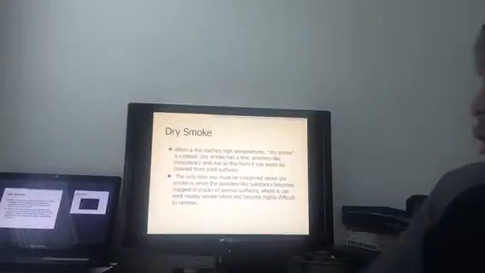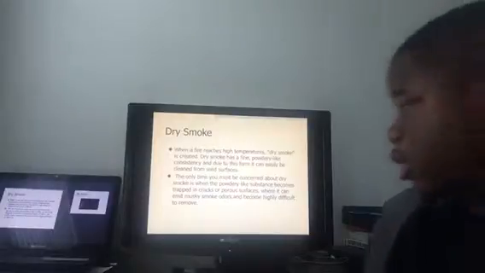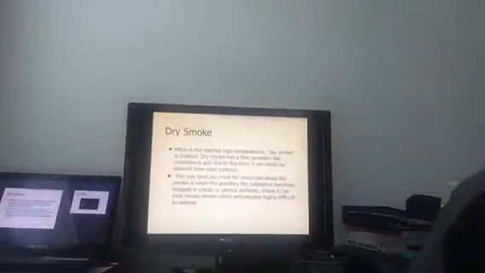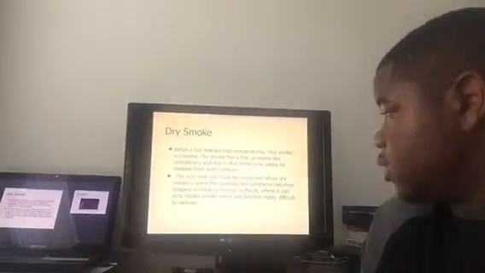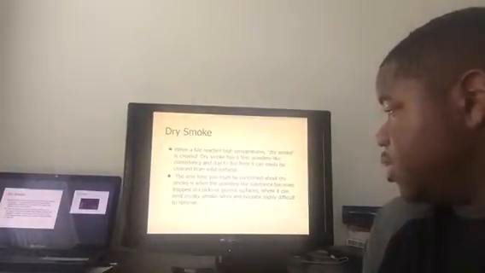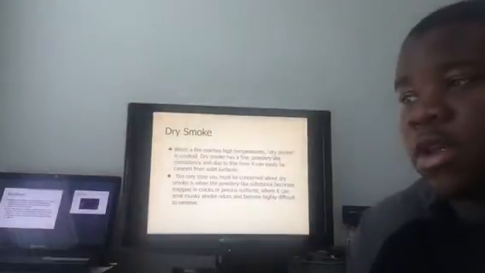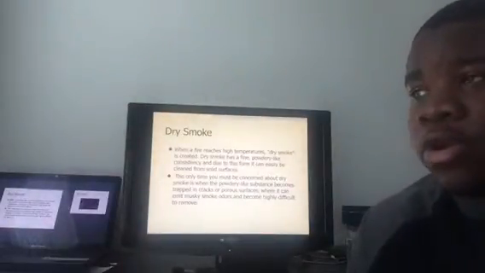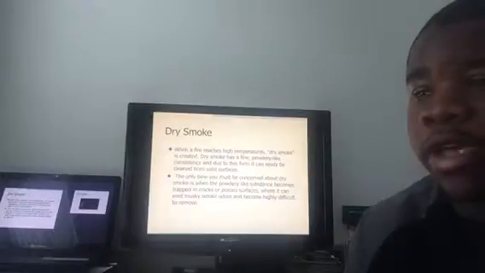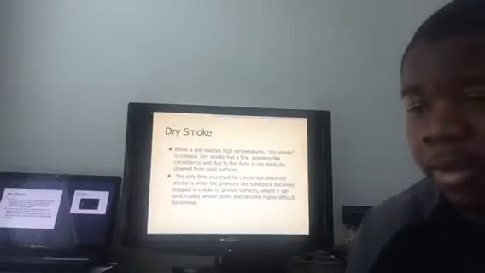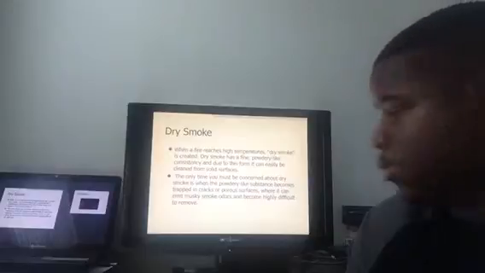Dry smoke. So what is dry smoke? Dry smoke is when fire reaches high temperatures. Dry smoke has a fine, powder-like consistency. It can easily be cleaned up from solids or surfaces. So if you were to burn something dry, it would burn up instantly. It would burn up so fast that it wouldn't leave that much of a mess. Therefore, you can clean it up really easily.